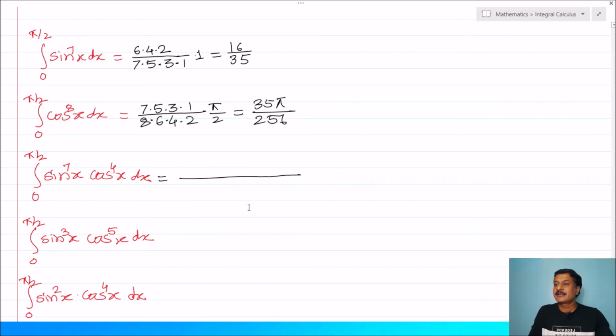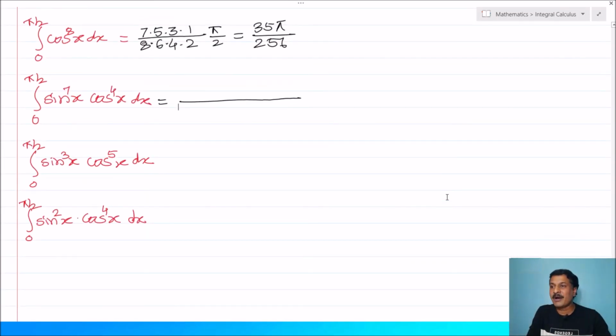Now for sine into cos, the powers here are 7 and 4. What is the addition of 7 plus 4? It is 11. So here I get the number 11, so 11 into 9 into 7 into 5 into 3 into 1 in the denominator. But in the numerator there are two different parts. Here 7 minus 1, I get 6 into 4 into 2.